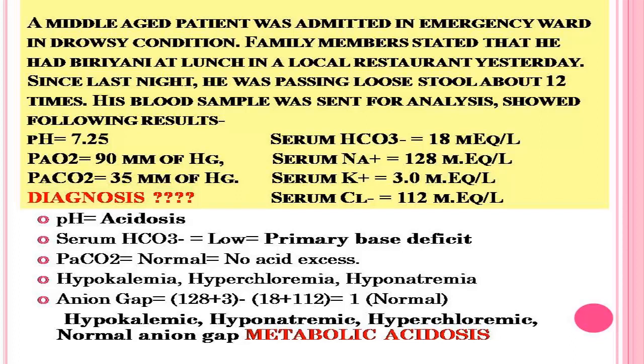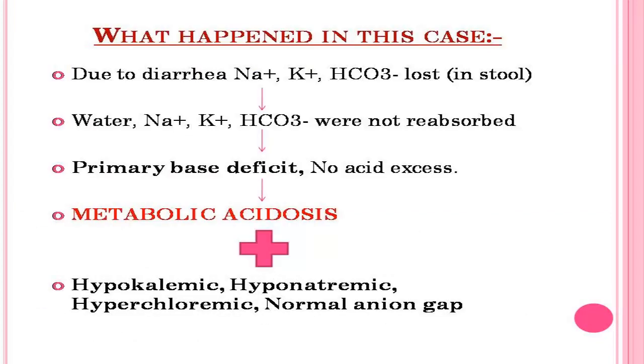So in case of the metabolic acidosis, you have to calculate the anion gap if the parameters are given. Next, now coming to the pathophysiology in this case. What happened in this case that leads to the metabolic acidosis? Here the patient is suffering from diarrhea. So through the stool the electrolytes are lost. So the sodium is lost, potassium is lost, bicarbonate is lost, and also water is lost. So there is loss of sodium, potassium and bicarbonate. So all these levels will be low.